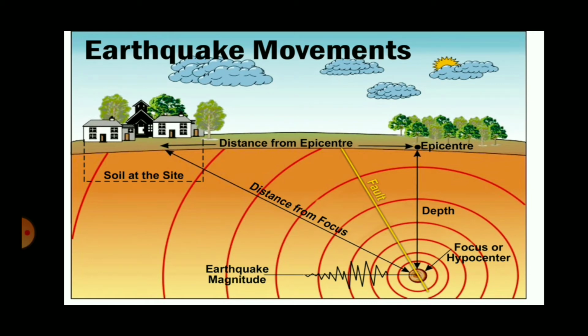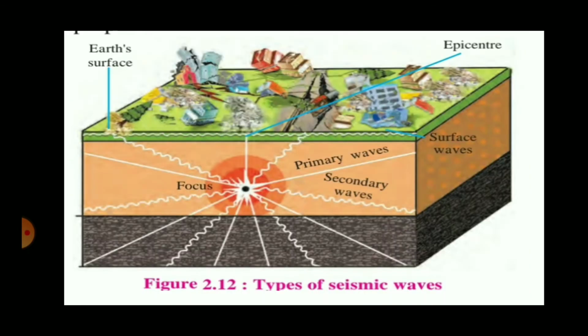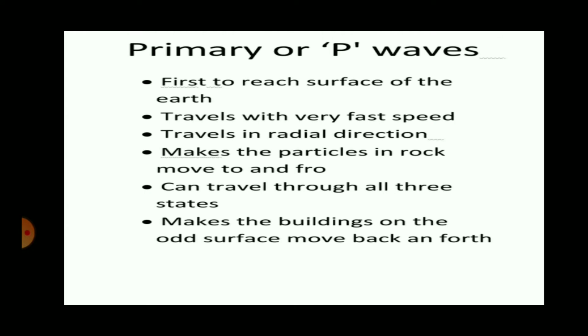There are three different types of seismic waves or earthquake waves. They are the primary waves, secondary waves, and the surface waves. Let us talk about them in detail. This is the picture in your textbook, 2.12. You can see the different types of waves: primary waves, secondary waves, and surface waves. Let us understand what primary waves are.